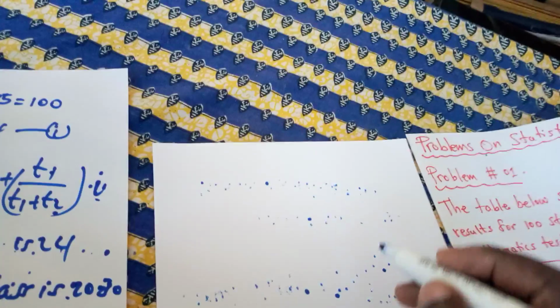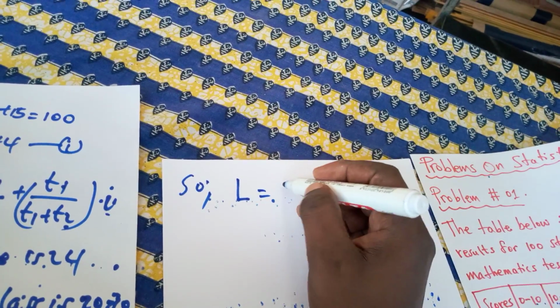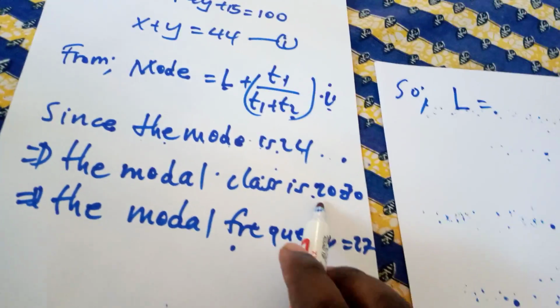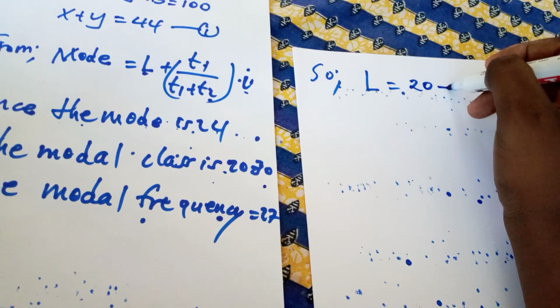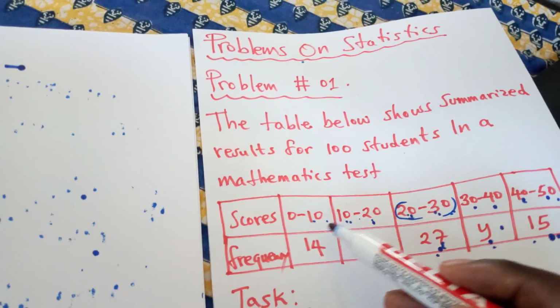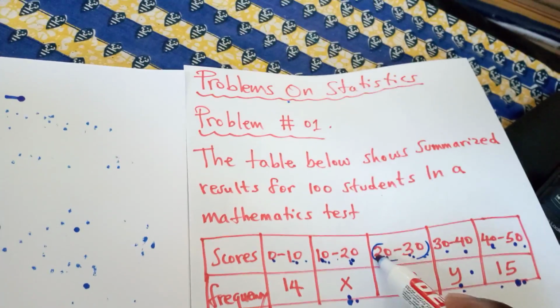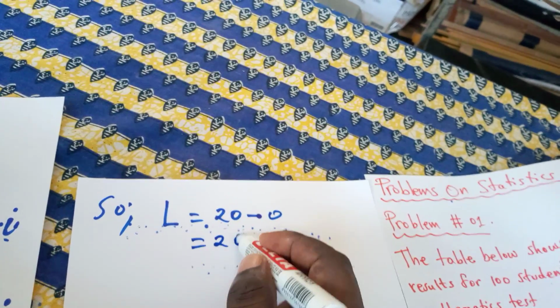For L, we're going to take the lower boundary of the modal class. In the modal class, it was 20 to 30. The lower boundary is 20. It means you take 20 minus half of the step jump. Since there is no step jump in the table, from 0 to 10, 10 to 20, and 20 to 30, you minus 0. So L will be 20.